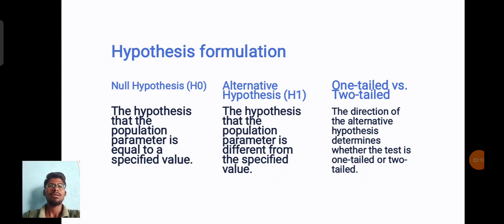Hypothesis formulation. Null hypothesis H0. The hypothesis that the population parameter is equal to a specific value. Alternative hypothesis H1. The hypothesis that the population parameter is different from the specified value. One-tailed versus two-tailed. The direction of the alternative hypothesis determines whether the test is one-tailed or two-tailed.